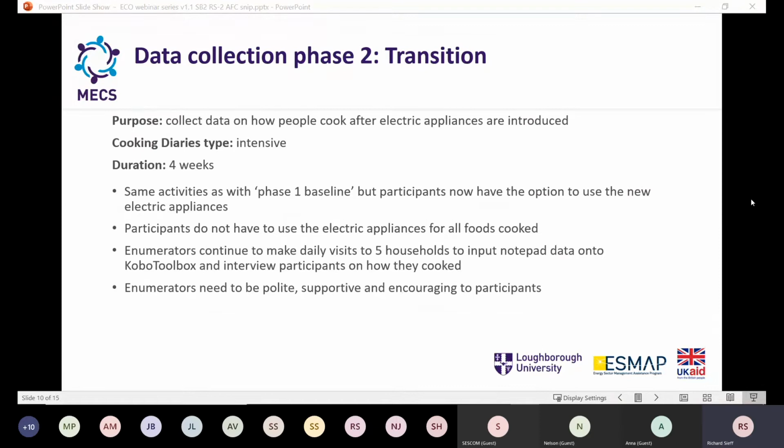Phase 2 is the transition cooking diary, which is an intensive type, and the purpose is to collect data on how people cook after the electric cooking appliances are introduced. We usually try to run this for 4 weeks in order to get a good indication of how the electric cooking devices fit into cooking practices.